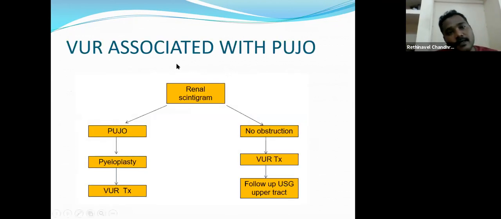So as already told, VUR is associated in almost 40% in PUJO. This was also told in pediatric urology. So when a patient has both VUR and PUJO, what do you treat first? In this scenario, always do a renal scan. As already told, the investigation of choice in PUJO is CECT KUB. After CECT KUB, you will do a renal scintigram, that is the nuclear scan, DTPA. If there is PUJO, you do a pyeloplasty first and then the VUR treatment. If there is no PUJO, then you have to treat the VUR first. So when both VUR and PUJO are present, PUJO is treated first. VUR should be treated after the pyeloplasty. If there is no PUJO, you can treat the VUR.